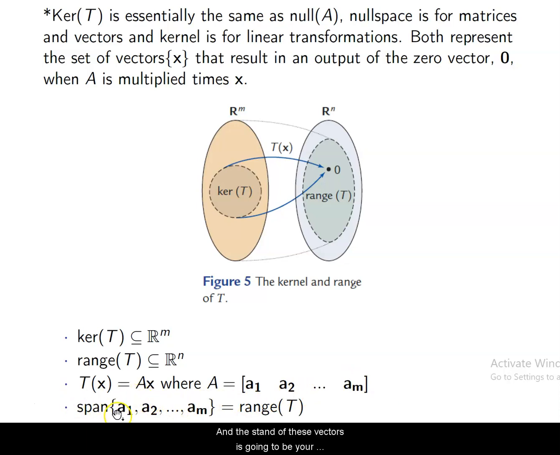And the span of these vectors is going to be your range of T. Okay, so again, the transformation here is given by these column vectors A1, A2 to AM, right? And the span of those column vectors is the range, which we have talked about before. We talked about it in chapter 2, right?